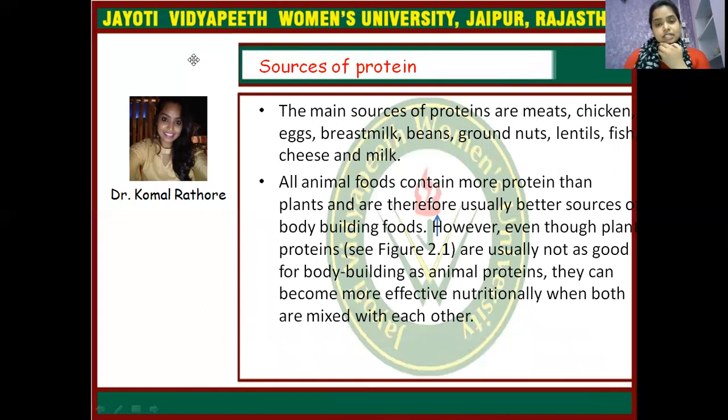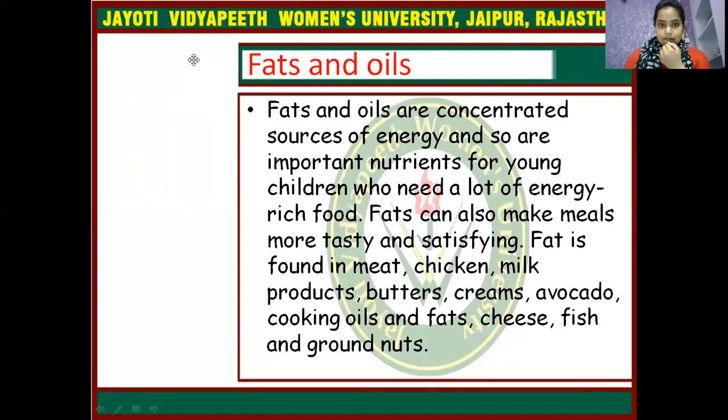So, sources of protein. The main sources of protein are meat, chicken, egg, breast milk, beans, groundnut, lentils, fish, cheese, and milk. All animal foods contain more protein than plants, and are therefore usually better sources of body-building food. However, even though plant proteins are usually not as good for body building as animal protein, they can become nutritionally more effective when both are mixed with each other.